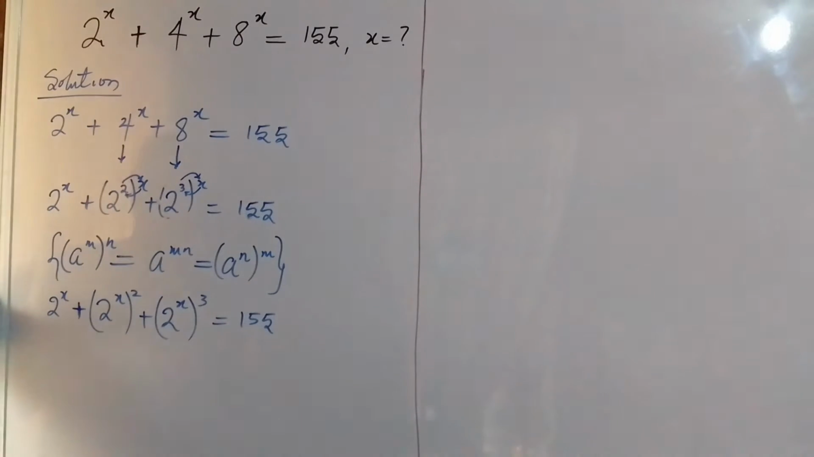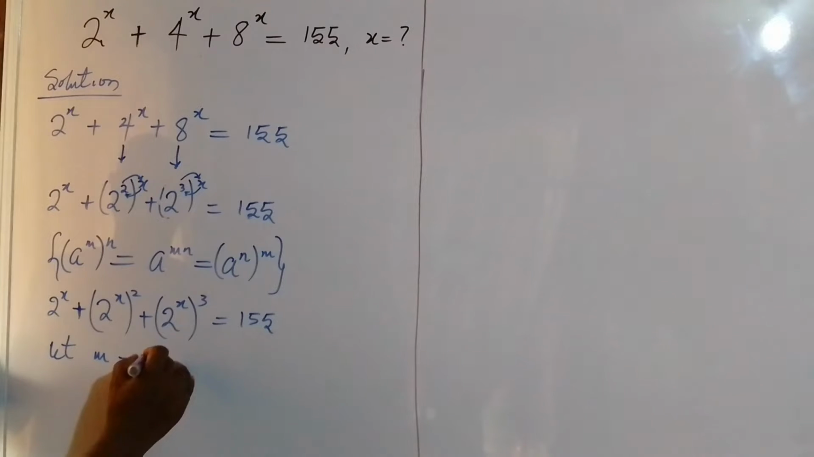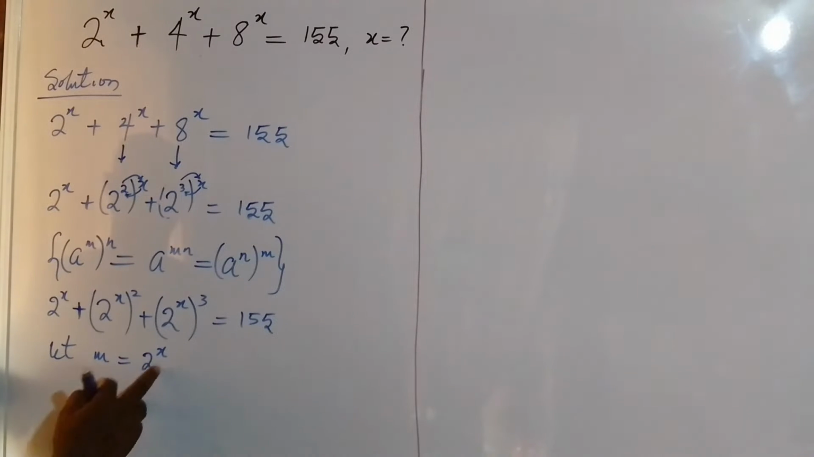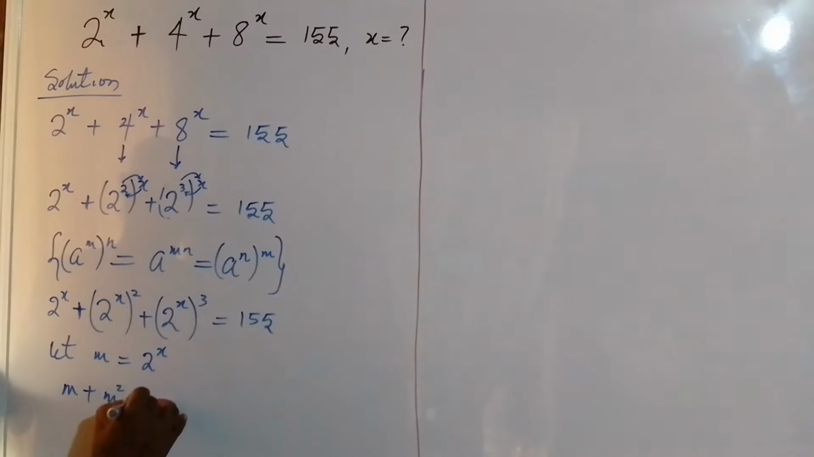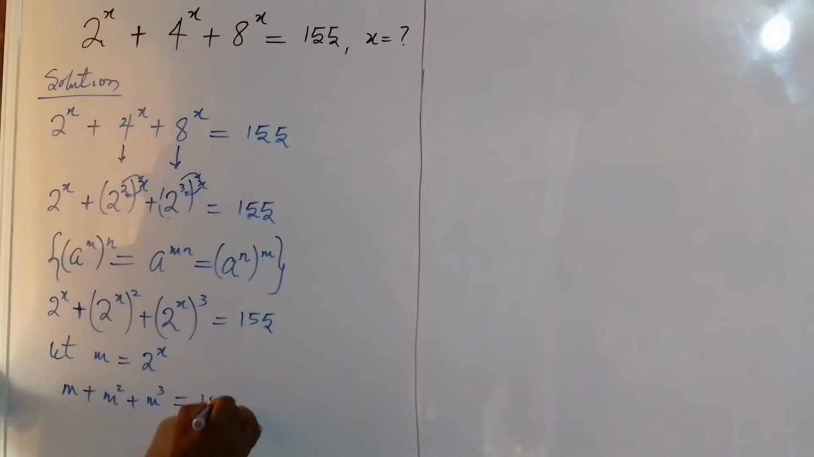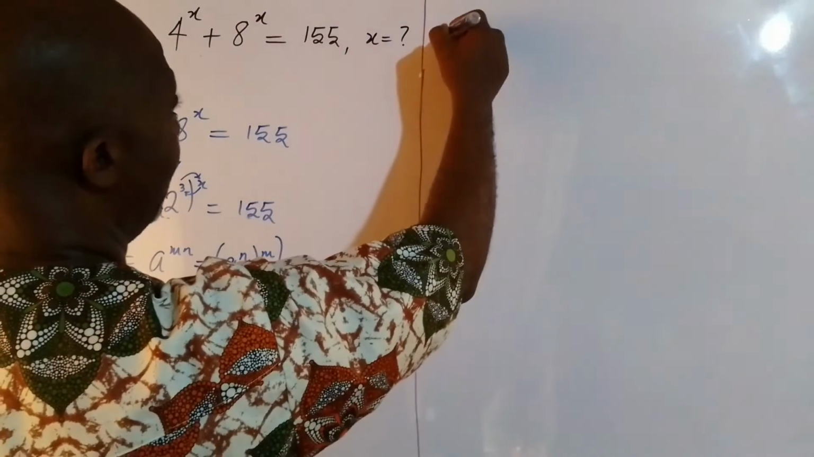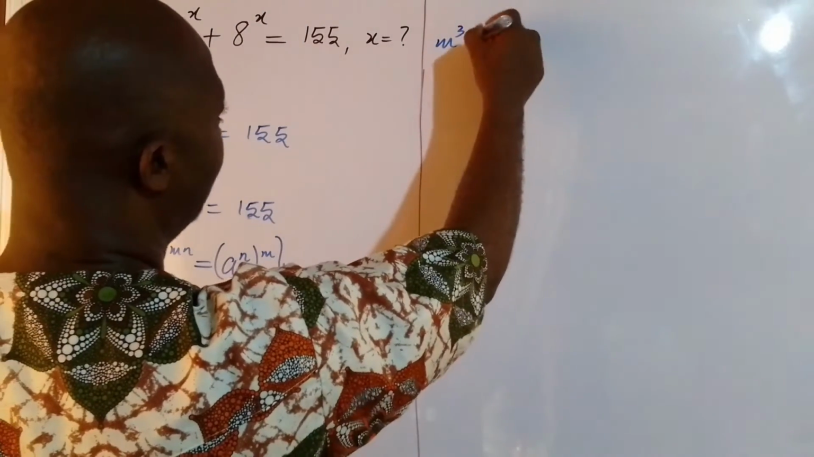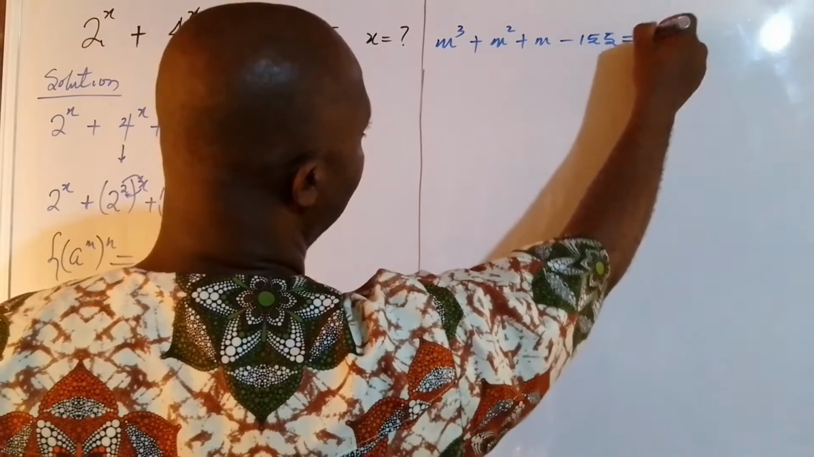The next thing now is to say let m equal to 2 to the power of x. So wherever we see 2 to the power of x, we simply put m. Okay, so the equation becomes m plus m squared plus m cubed equals 155. We're going to solve this now as a cubic equation. So let's continue from this end. We have m cubed plus m squared plus m minus 155 equal to 0.